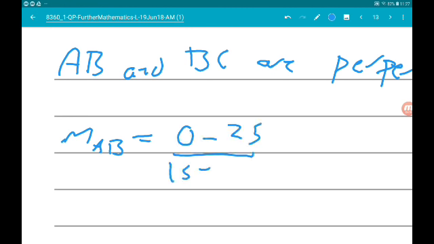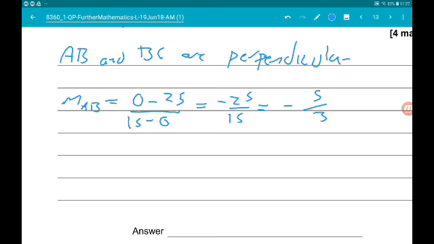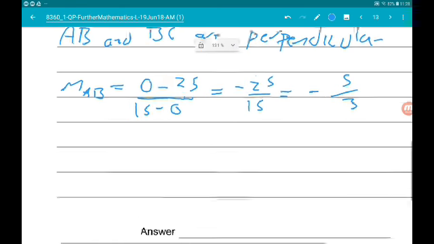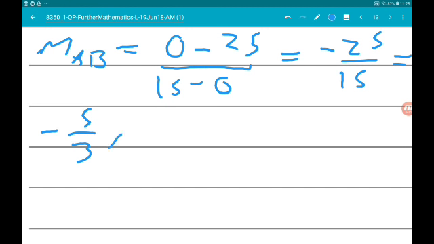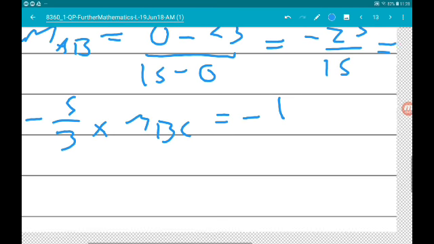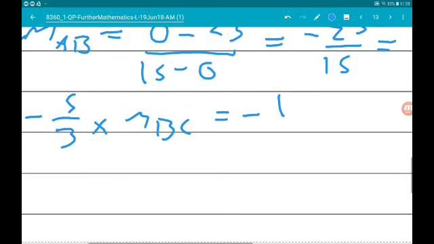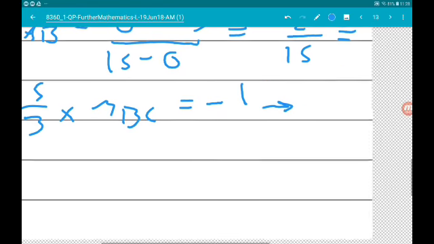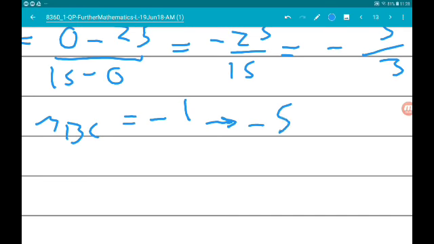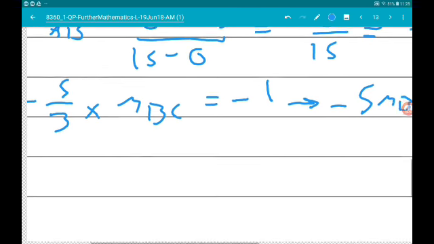Now, from that, because these lines are perpendicular again, their gradients multiply together to minus 1. So we know then that minus 5/3 times the gradient of BC is equal to minus 1. So if we multiply through by 3, we get minus 5 times the gradient of BC is equal to minus 3.